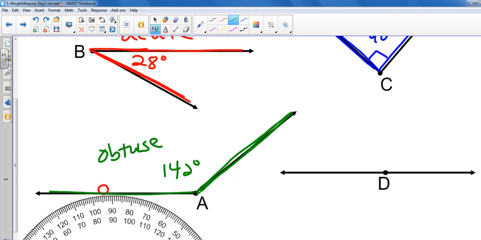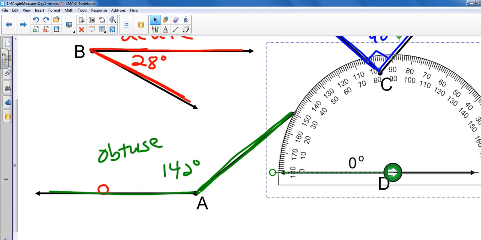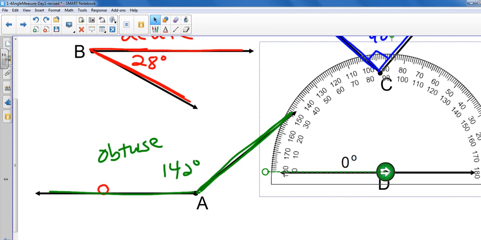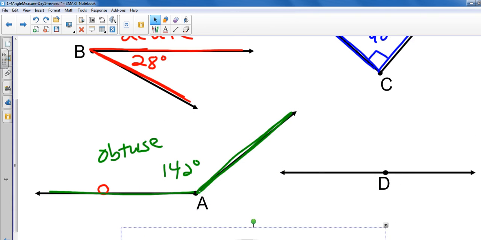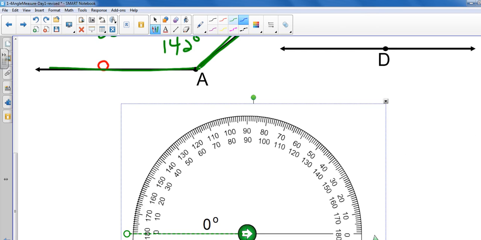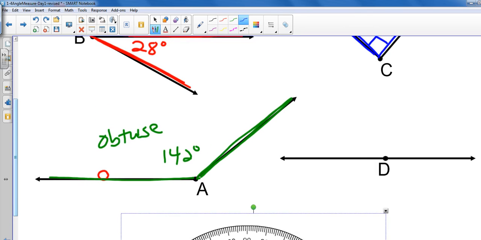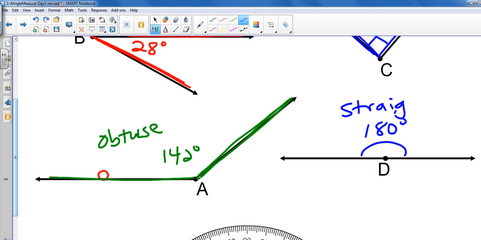That's my obtuse angle. And the last one is a straight line, but we're looking at the angle, not the line. And again, that's a 180-degree angle. If you look, starting at 0, it goes all the way to 180 degrees. Don't really need to measure that one, but we can use our protractor for that as well. So that is maybe a new one. We're not used to seeing that or talking about that as an angle, but it is a straight angle. 4 types of angles.